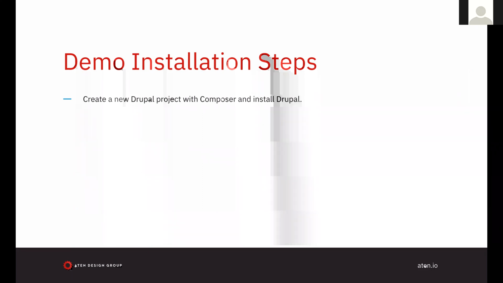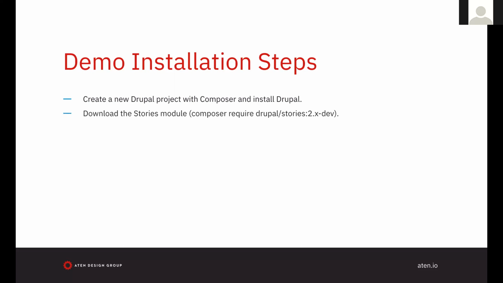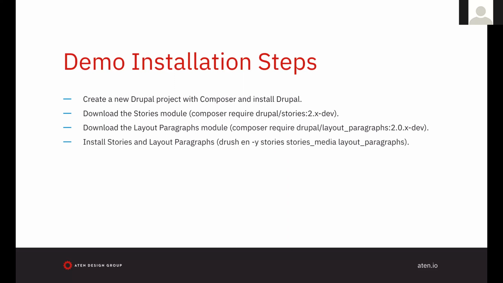The website we're about to look at, the steps to get this working were first create a Drupal project with Composer and install Drupal. That's the latest version of Drupal, or Drupal 9. Second, download the Stories module, again using Composer. Third, download the Layout Paragraphs module, again using Composer. Install both of those modules. Here's the drush command. You can install them through the interface if you prefer. And that's really it. That's the entirety of what needs to happen to turn on everything in the demo that we're going to look at next.